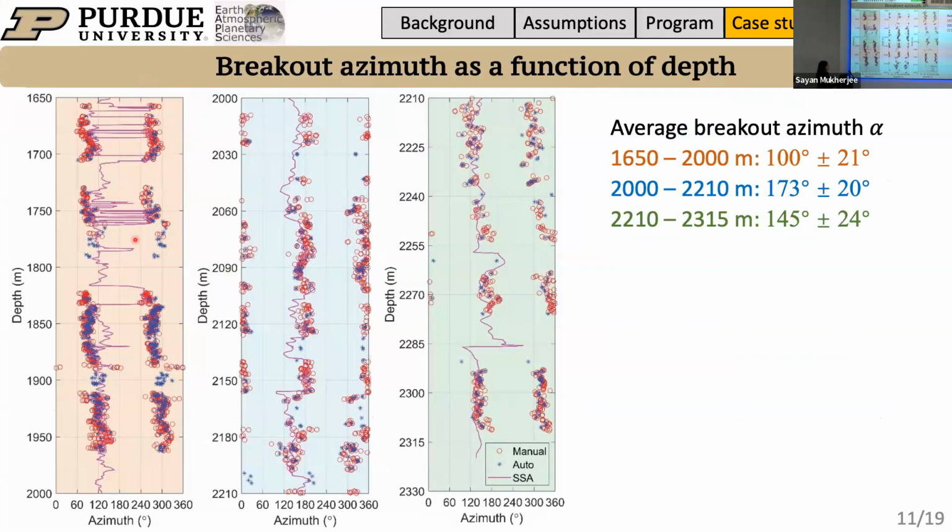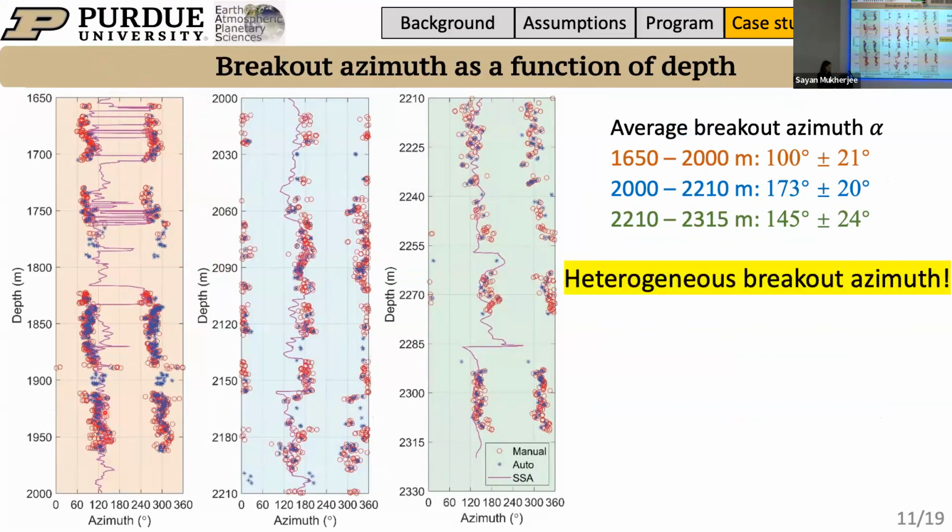The reason why I deliberately separated it into three depth columns is that we could see that within each depth section, the breakout is rotated at different depths. For example, it changes from 100 degrees at the first depth section and then changes to 173 at the second depth section and changes to 145 degrees.